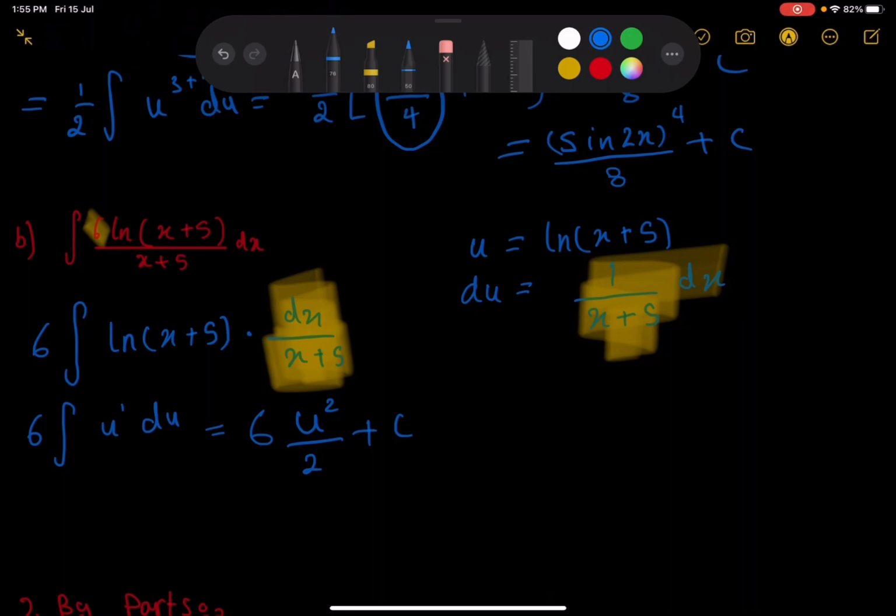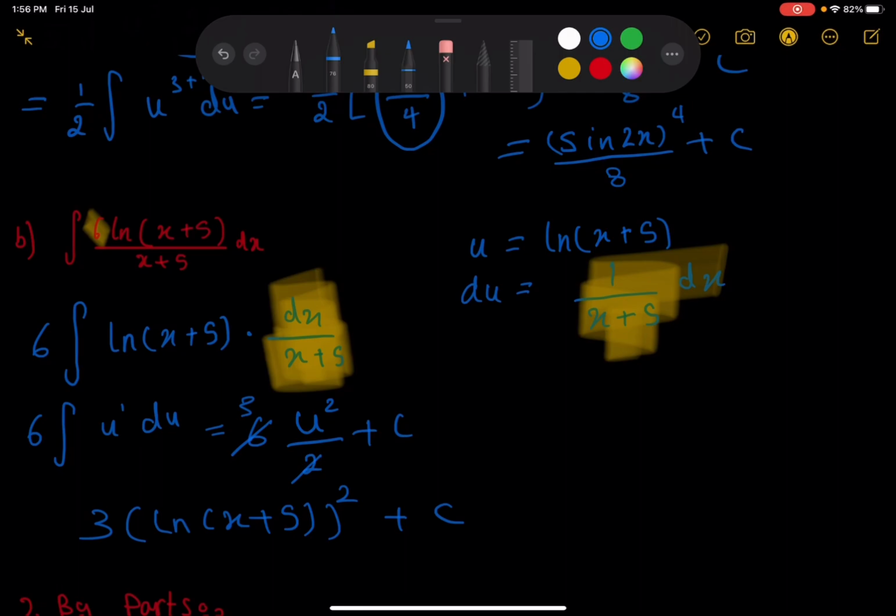And as I told you, we cannot just keep it like this u, because our main variable was x. So u actually equals ln x plus 5. But let me just simplify this. We have here 3, and this has gone. So we're gonna have 3 ln x plus 5 all power 2 plus c. And that's it for the integration using substitution.